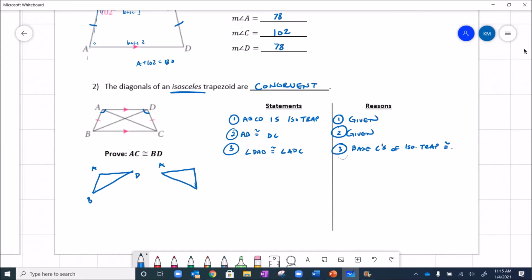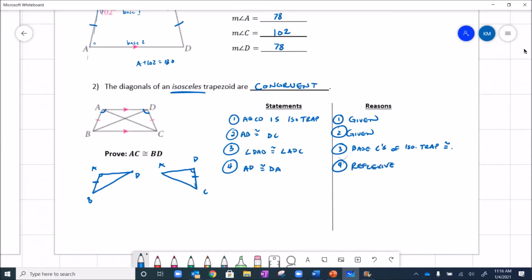And so, I already know that AB is congruent to CD. I've just said that angle DAB has to be the same as angle ADC. All right, and then I can say that AD is congruent to DA because of the reflexive property.